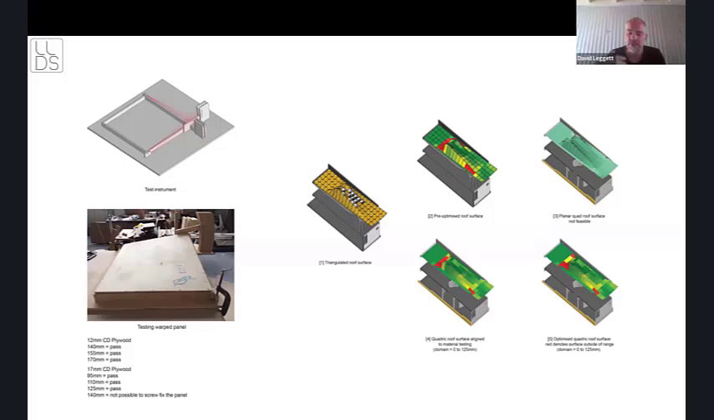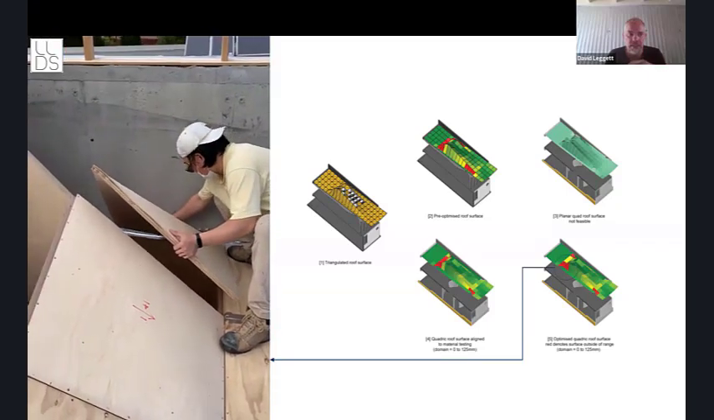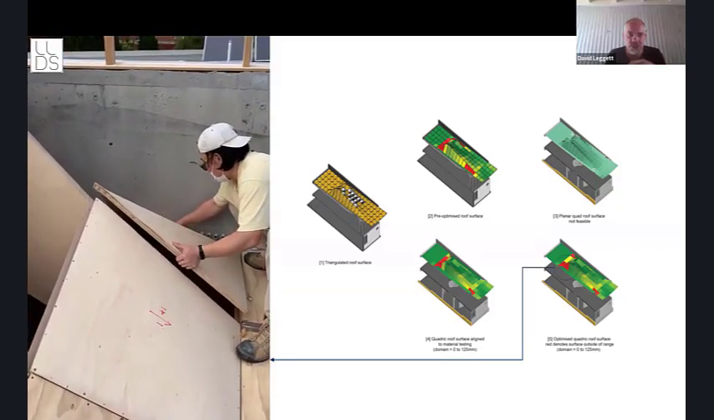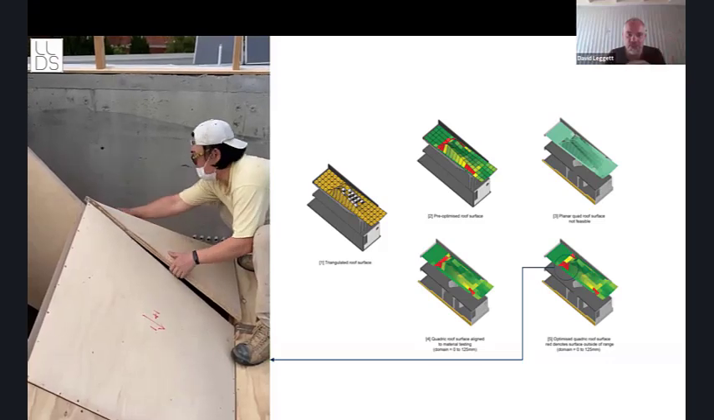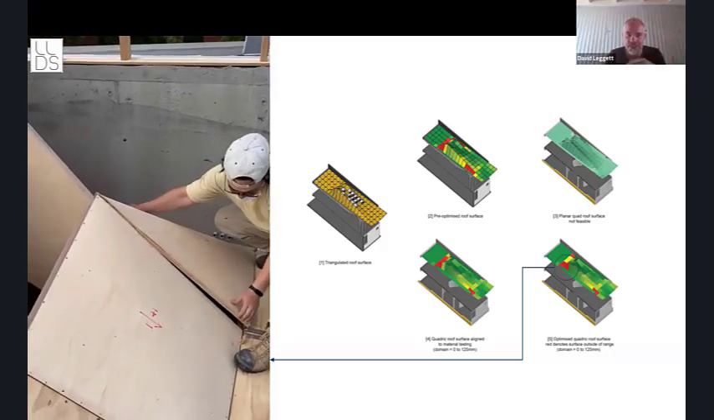So we ended up pre-forming from just using 5mm thick material, these ones in red, and this is us just positioning those preformed doubly curved panels into place.